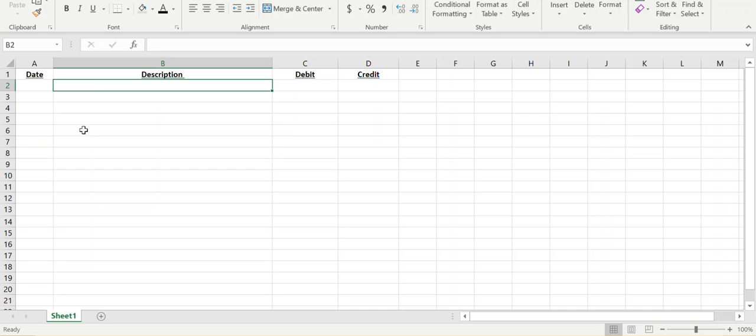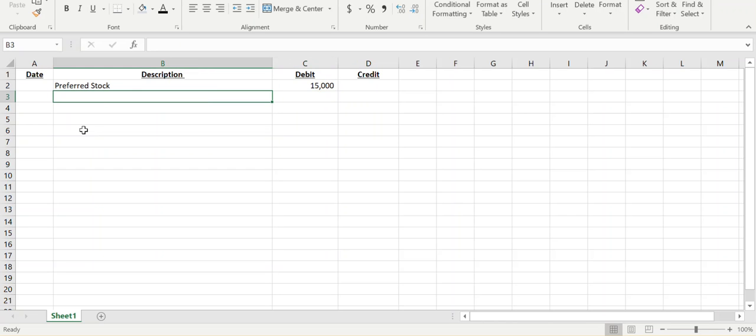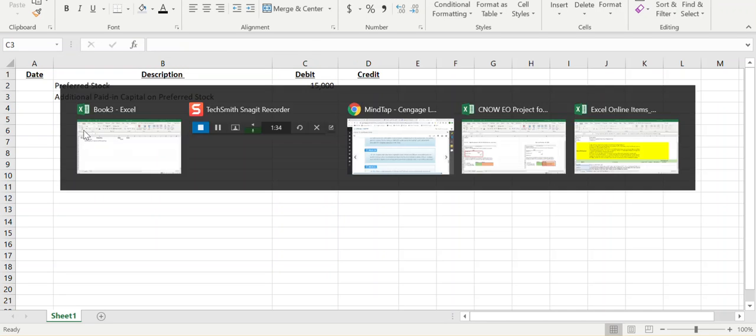What we are getting back, or what they're giving up, is their preferred stock, and we know that it has to go on at par value. So we're going to take off that $15,000 in par value, and we have additional paid in capital on our preferred stock that we have to remove from that original sale as well.